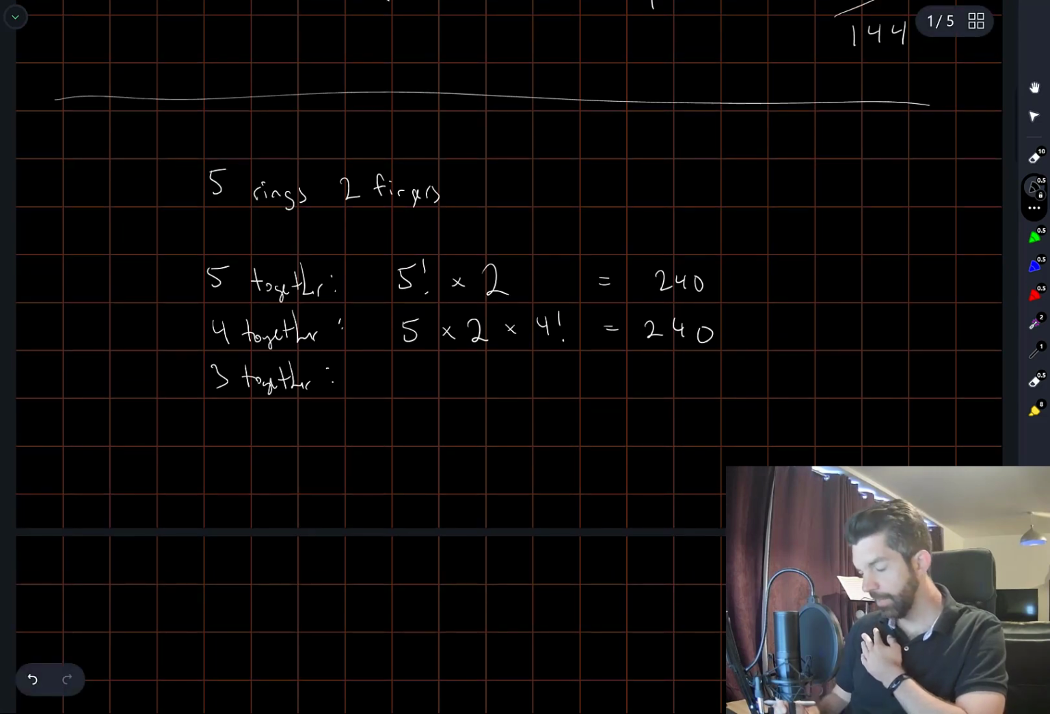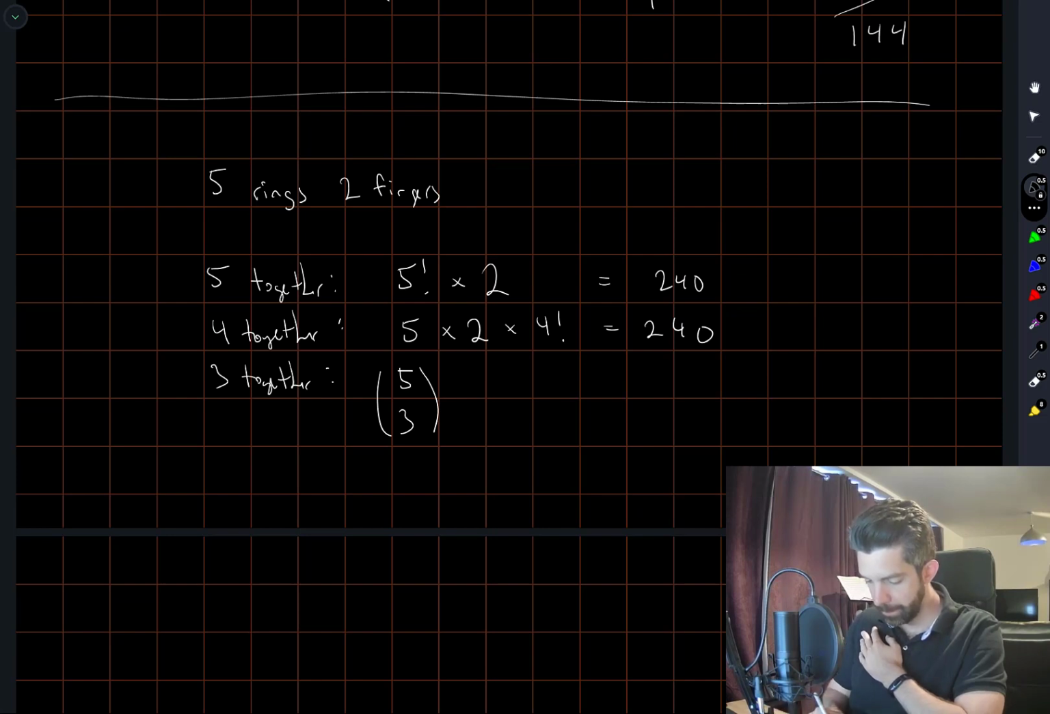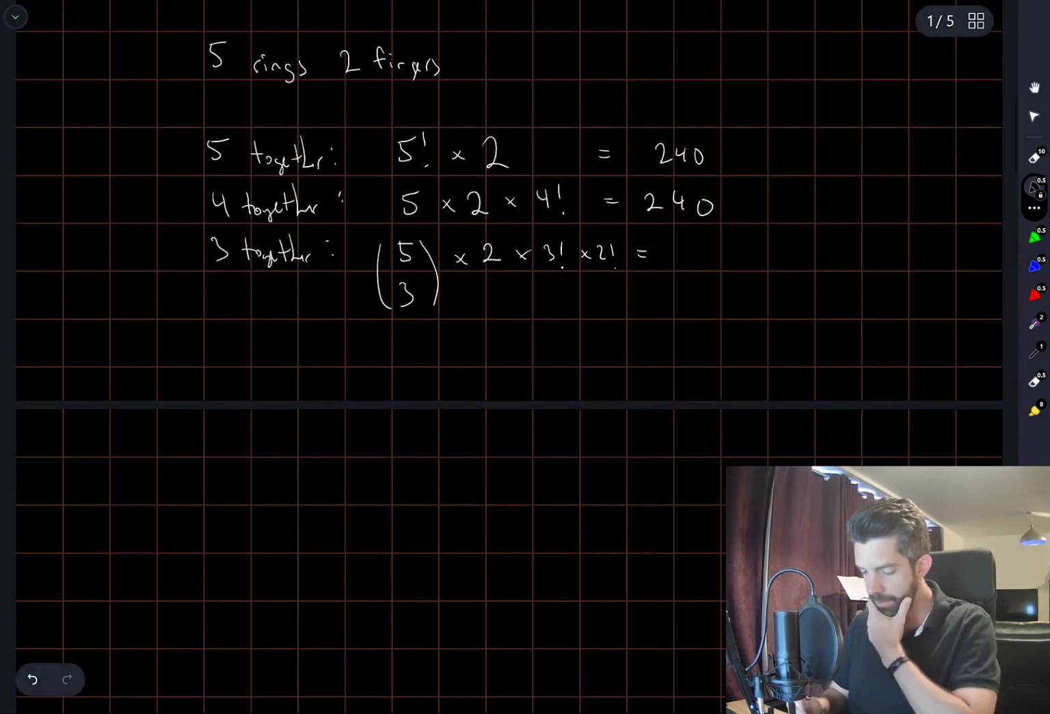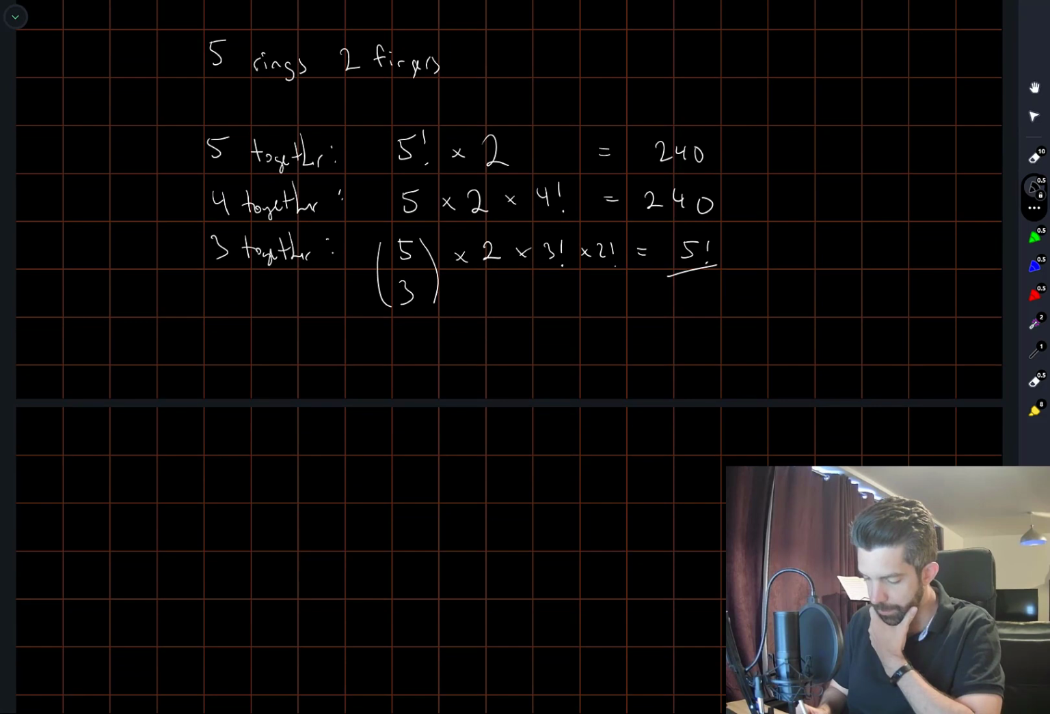And if we have 3 together, okay, so this is good. This is a little more complicated, but I bet you the answer is going to be 240. So 3 together. Okay, so we start with 5 choose 3. So we've divided the 5 rings into 2 groups. Multiply by 2 because group 1 can go on one of the 2 fingers. Then we have to multiply by 3 factorial for the arrangements of the first and 2 factorial for the arrangements of the second. So what do we get here? We get 5 factorial divided by 3 factorial times 2 factorial times 2, which is equal to 240.